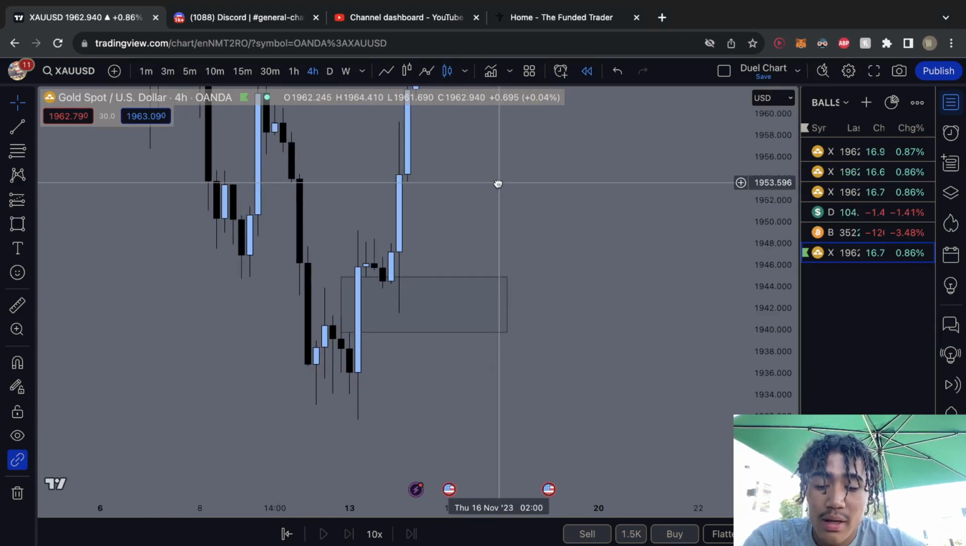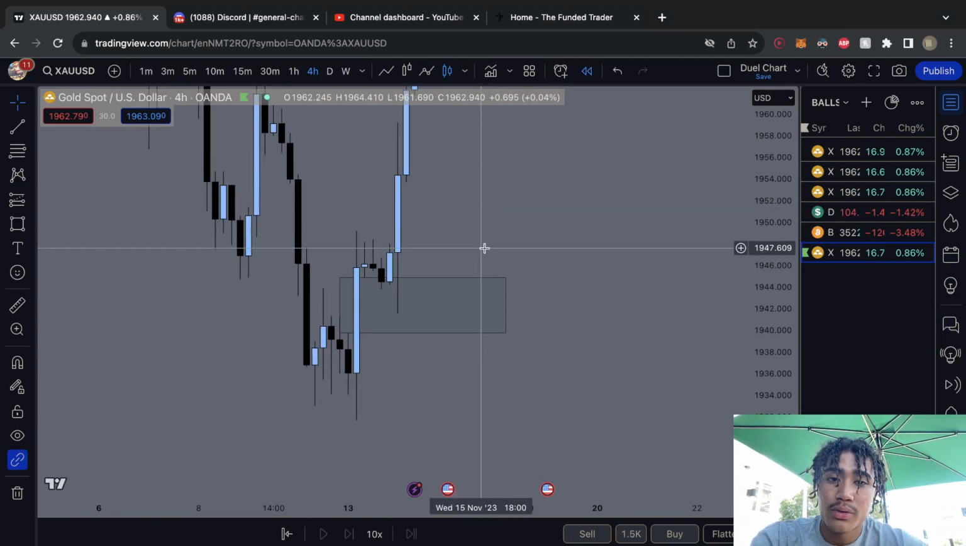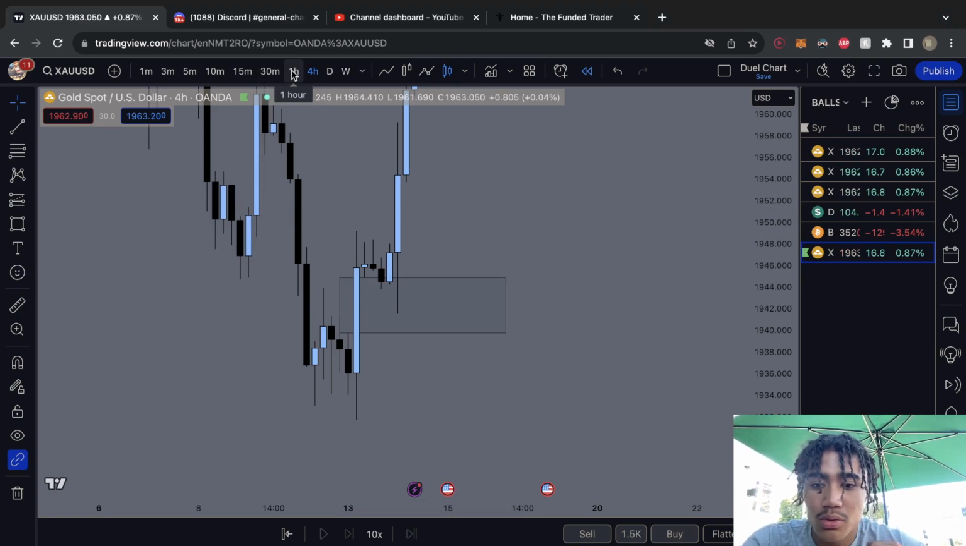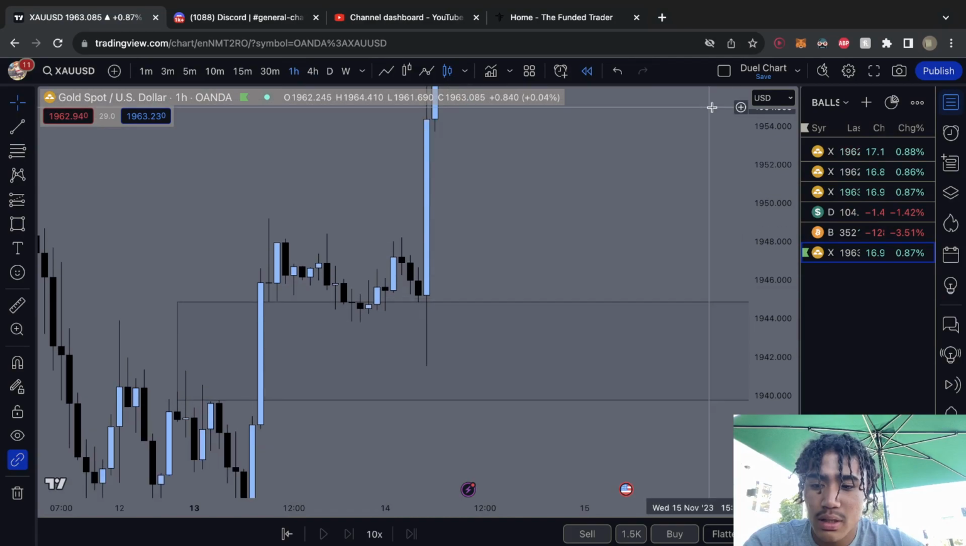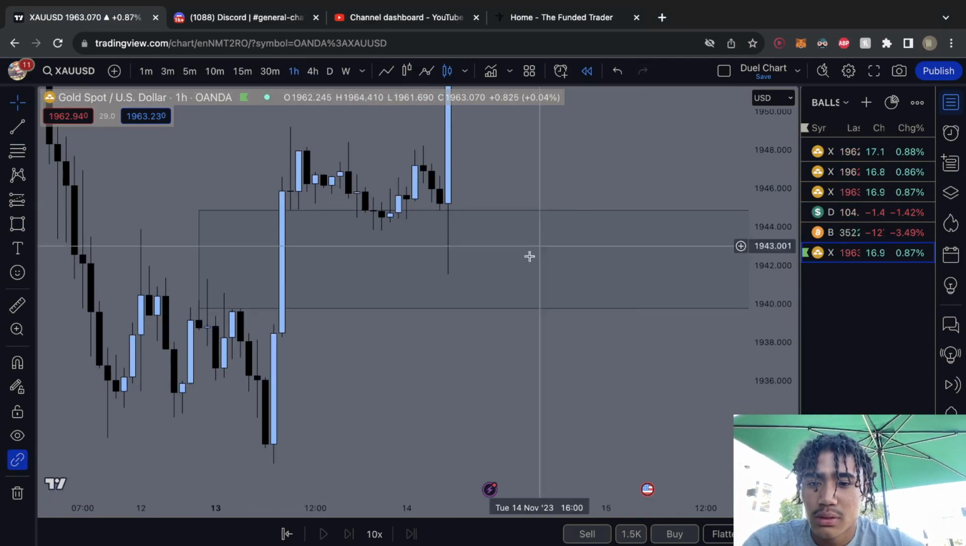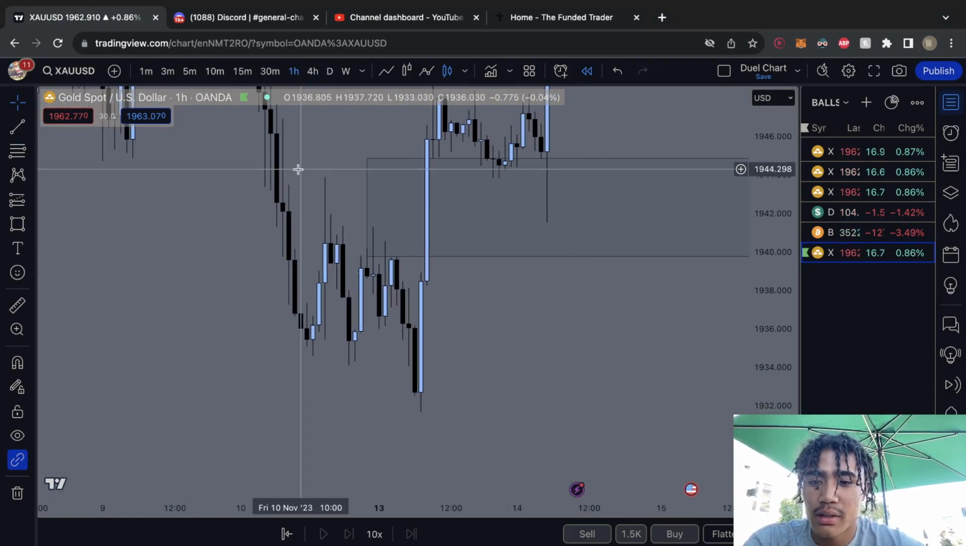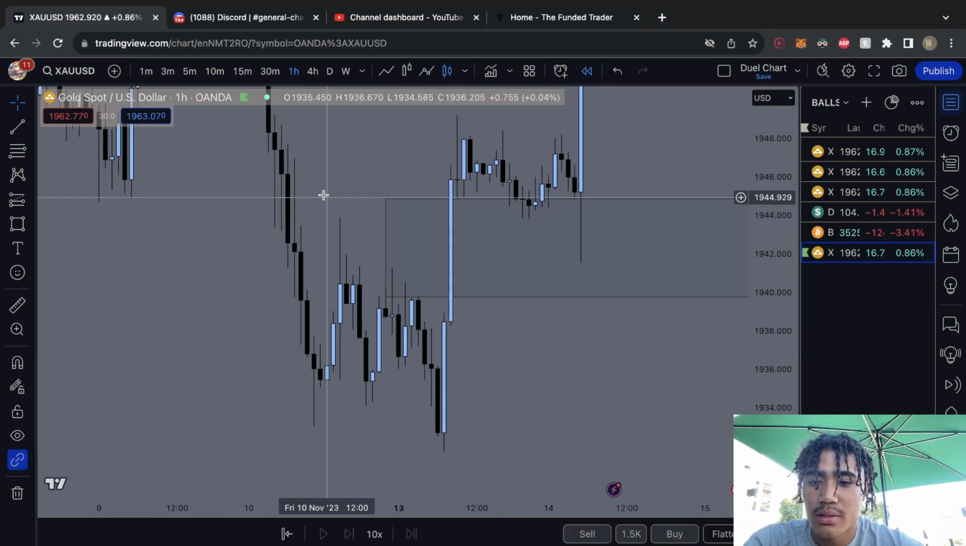That's today. So, I also want to note this too. When is an imbalance invalidated? An imbalance is invalidated when there is a candle close past the imbalance. If there's a wick, you're good. A good example is something along the lines of, let me see if I can find a good example for you guys.